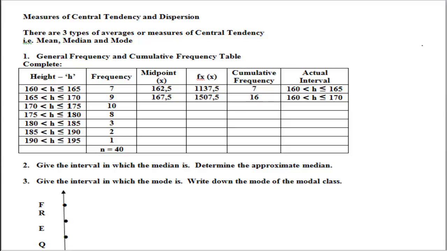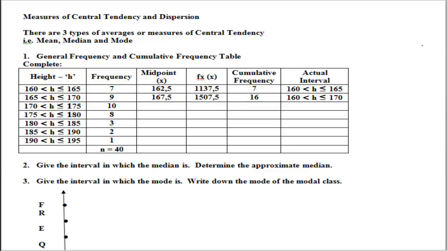Now let me just quickly go through. It says give the interval in which the median is. If you look here, you've got 40, so it will be 20 plus 21 divided by 2. So I've got 7 there, 9 is 16, 16 plus 10 is 26. So my actual median is in this interval 170 to 175.